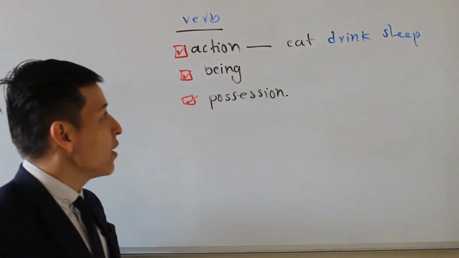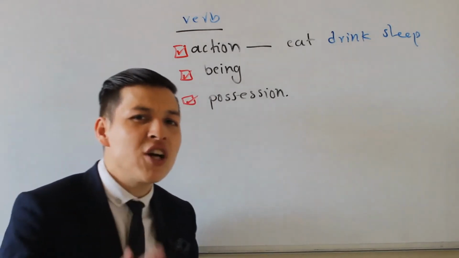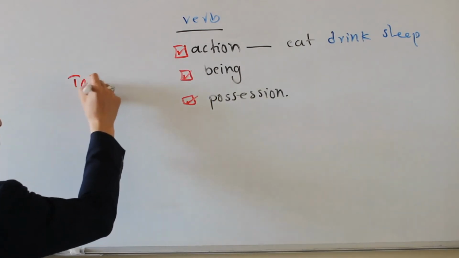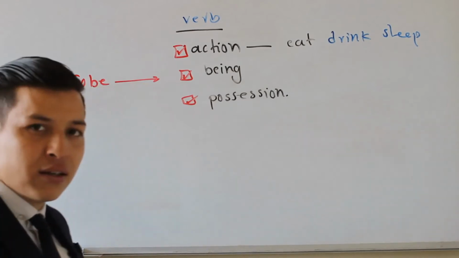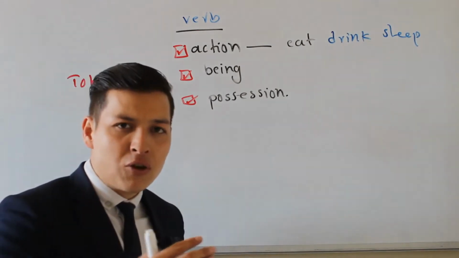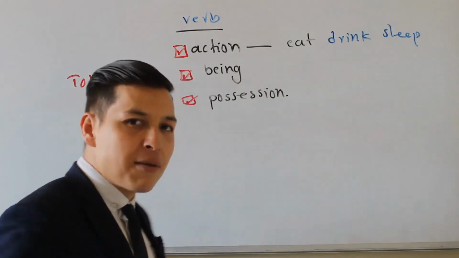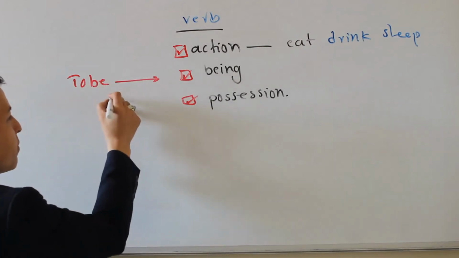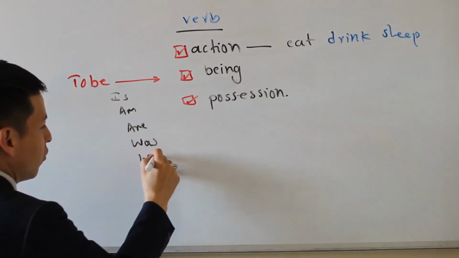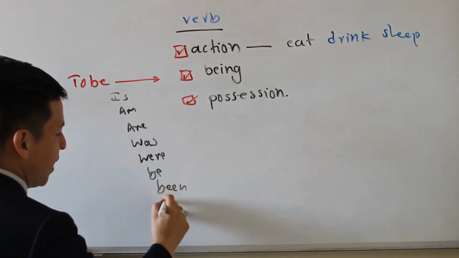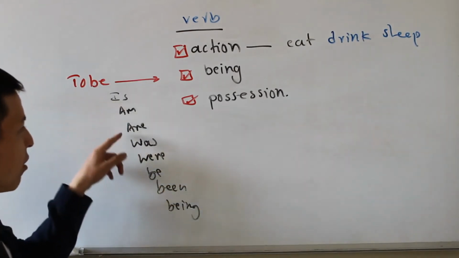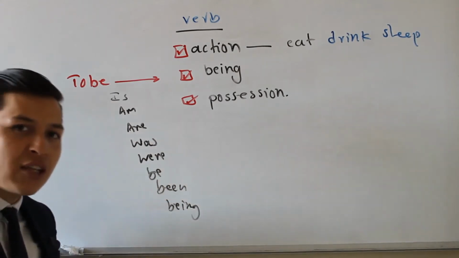Another thing, a verb shows being. When we talk about being, we should talk about to be verbs. So to be verbs show exactly being. When we talk about auxiliary verbs or helping verbs, we will speak in detail. Right now I'm just telling you an example. The to be verbs, for example, we have is, am, are, was, were, be, been, and being. We have 8 to be verbs.